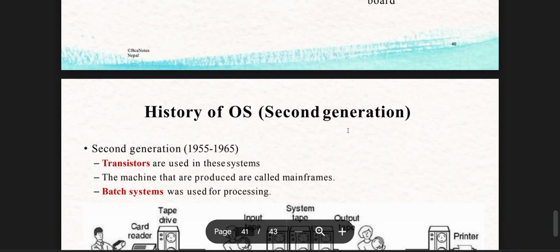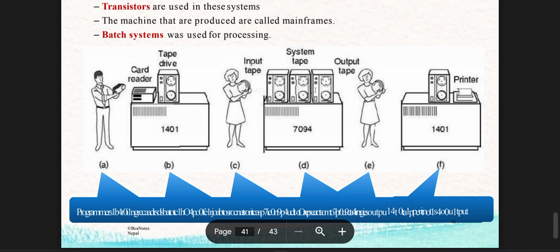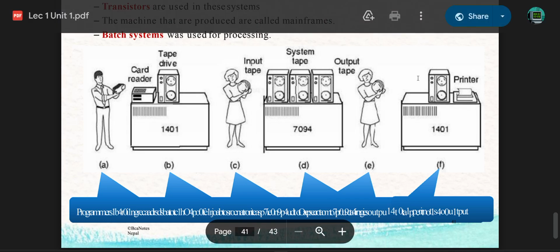History of the second generation, 1955 to 1965: transistors are used in this system. The machines produced are called mainframes. Batch processing is used, with card reader, tape drive, input tape, system tape, output tape, and printer.